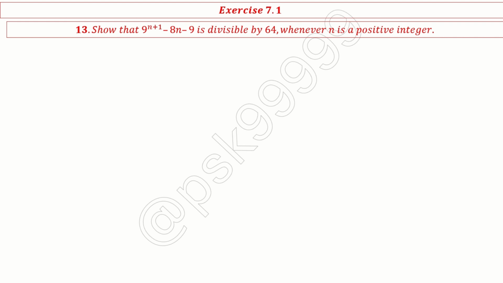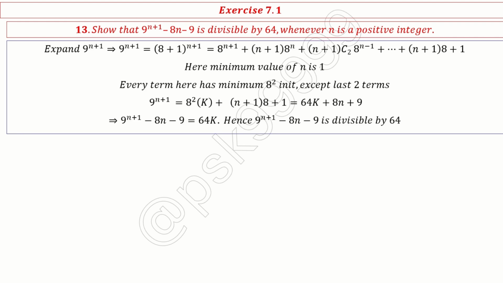First thing is to expand 9 to the power of n plus 1. I can write 9 as 8 plus 1, whole to the power of n plus 1. This is my expansion: 8 to the power of n plus 1, plus (n plus 1)C1 into 8 to the power of n, plus (n plus 1)C2 into 8 to the power of n minus 1, and the next terms have 1 so I don't need to write that, up to (n plus 1) times 8 plus 1. Here the minimum value of n is 1, since n is a positive integer.